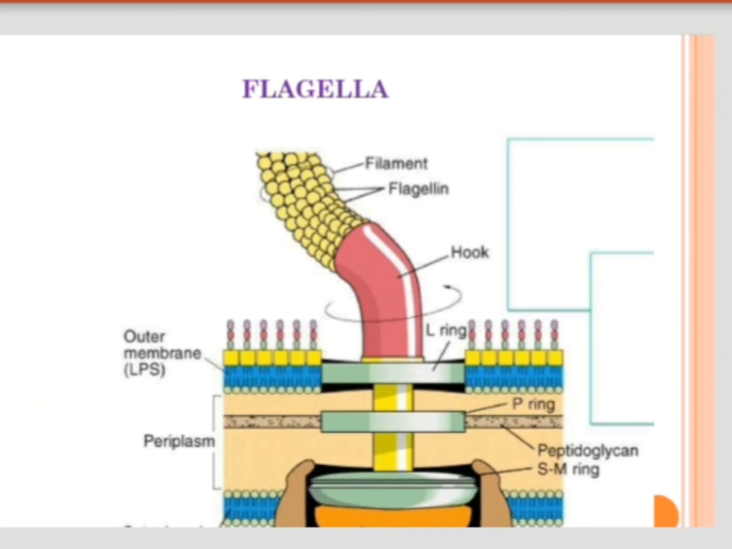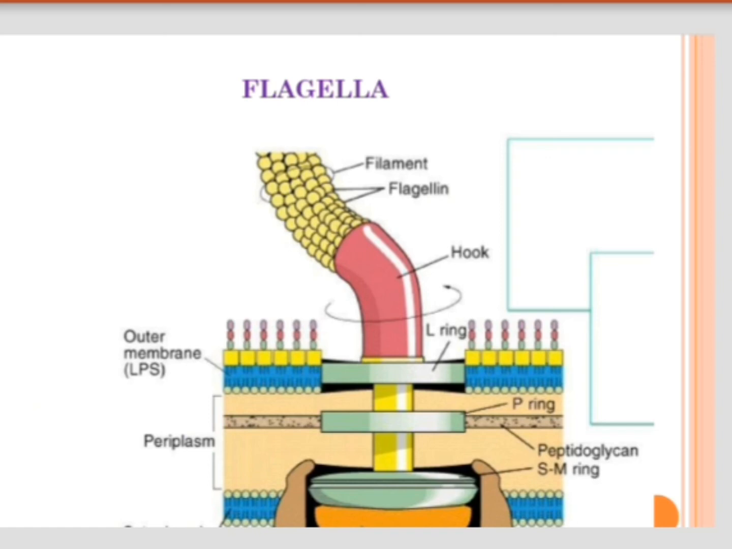So this is the diagrammatic representation. Here we can see the inner cytoplasmic membrane that is seen at the base. Then above the cytoplasmic membrane hold the S and M ring, and then we can see the peptidoglycan layer and the periplasm, and on the top of the peptidoglycan layer we can see the P ring and the L ring. In the periplasmic region we can see this P ring, and in the outer membrane we can see the L ring. So above this form the basal body.